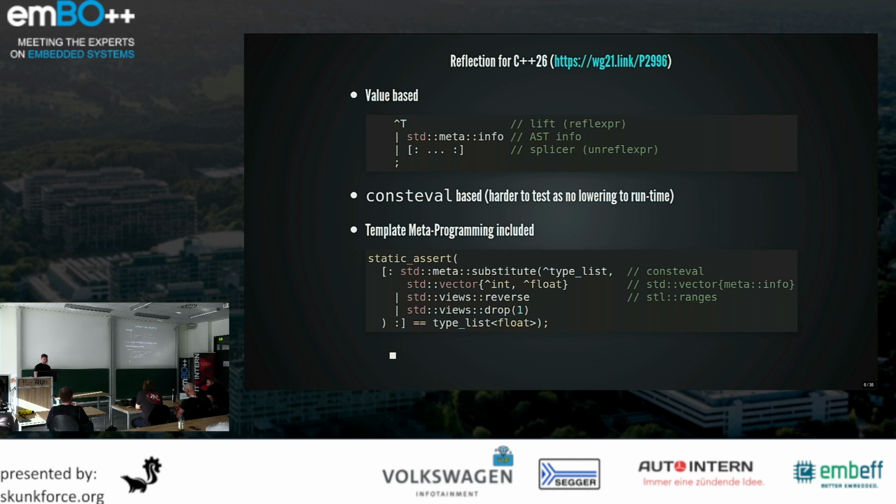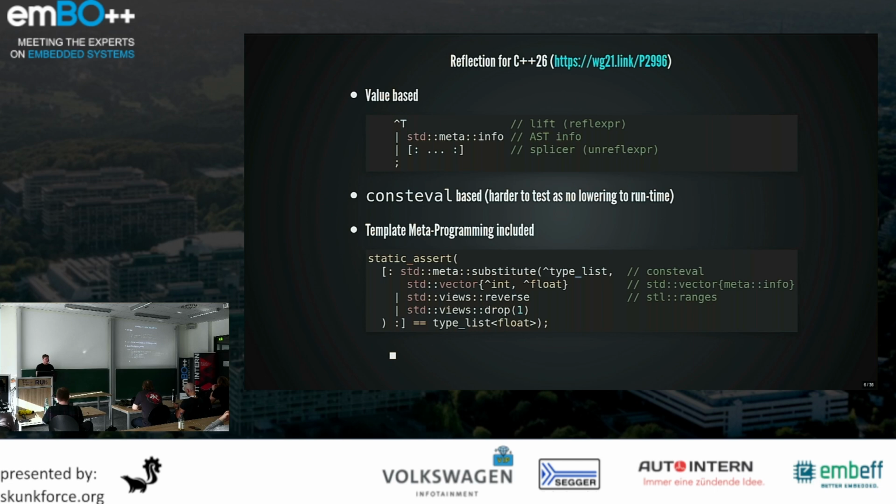You have the vector of this lifted int and float. You can use ranges if you have C++20, or you can do STL or whatever you're using to manipulate the vector, like a single for loop in a lambda or something like that. And then you have int and float, that's the vector of meta info objects, and then you can substitute it, meaning go back to a type list in that case, via this splicer.